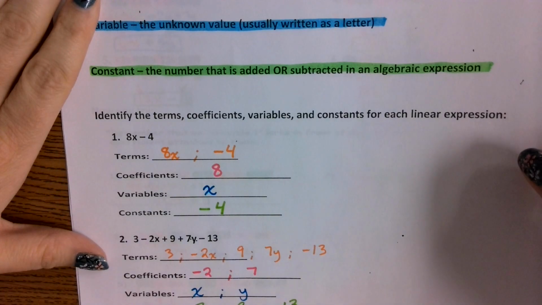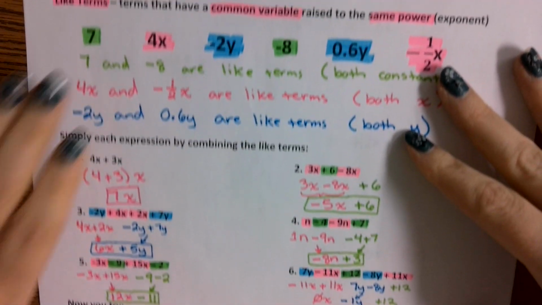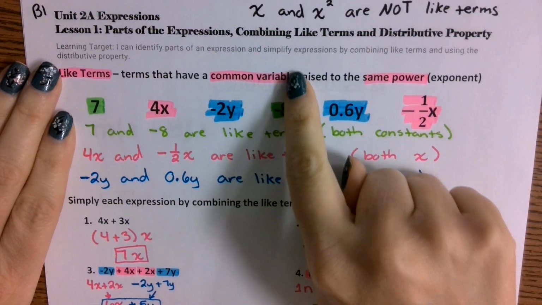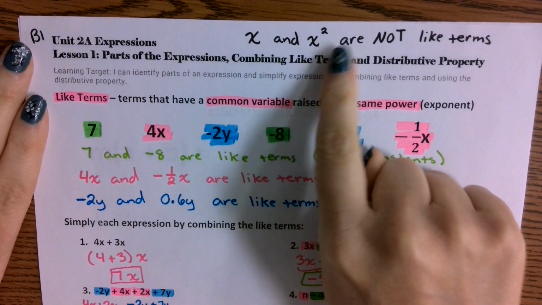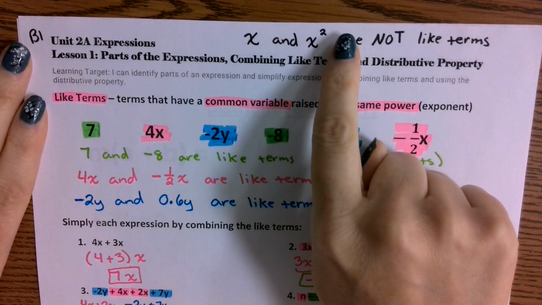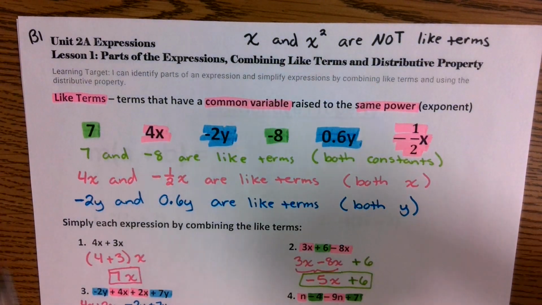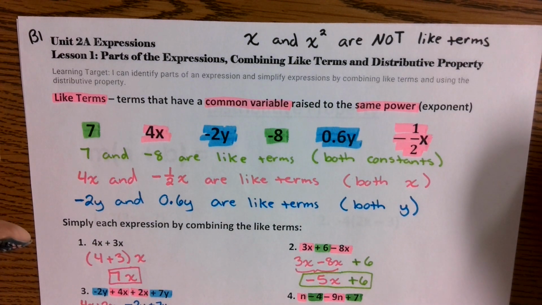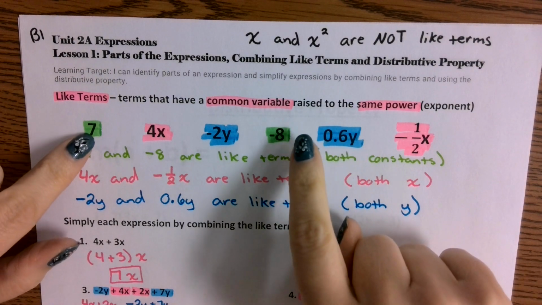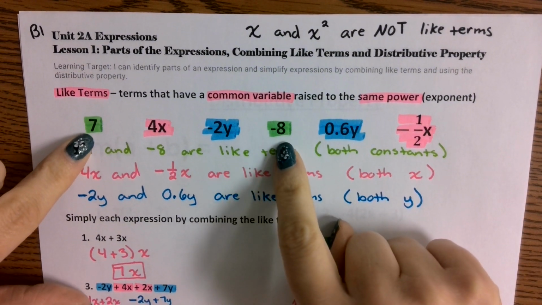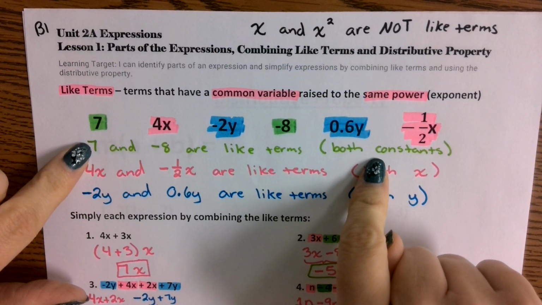And then we did a little bit of practice. Then we also went through and talked about like terms and how like terms can be combined together. Remember, we also mentioned that x and x squared are not like terms because they don't have identical exponents. So therefore, they would not be considered the same thing. And remember also that it doesn't just have to have a variable. If it is just a number, if it's just a constant, they are also considered to be those like terms.